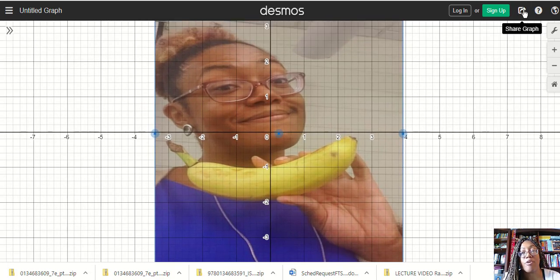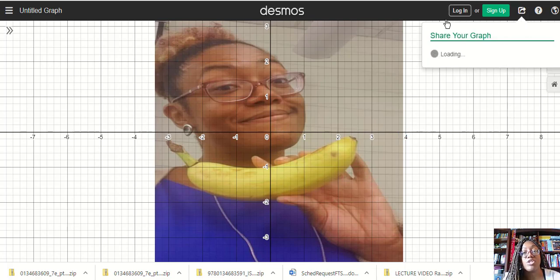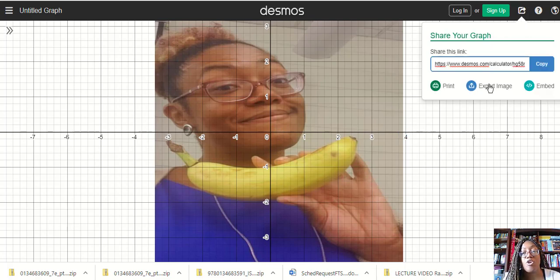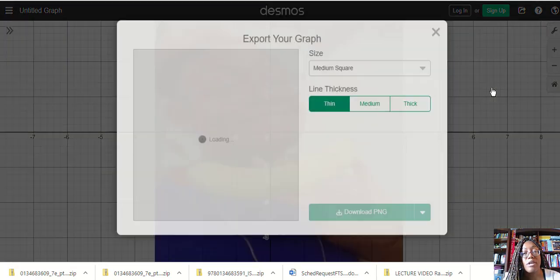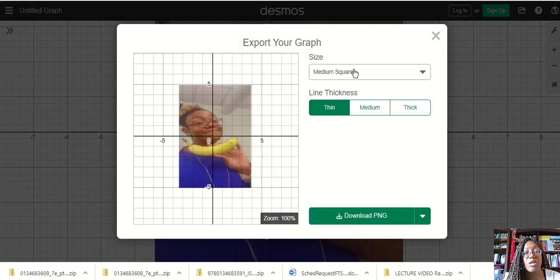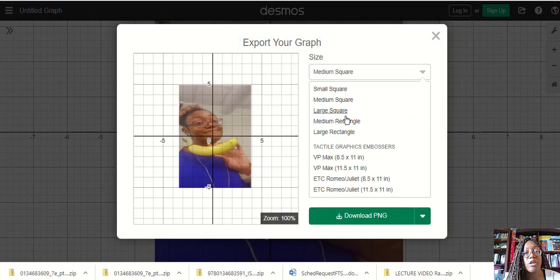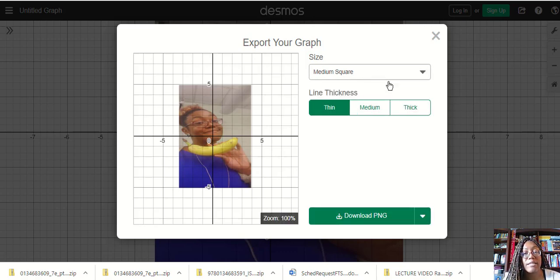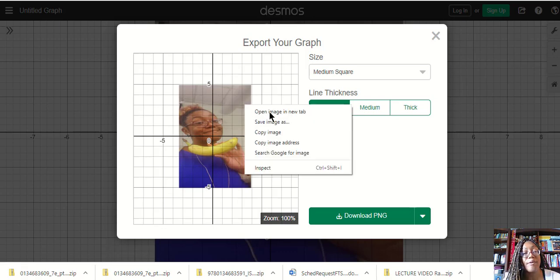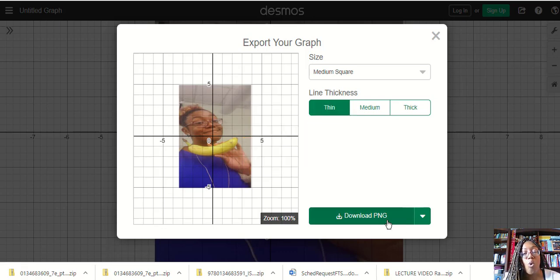Once you have set this up, you will come to this share option here, share the graph. Once you hit this option, you will click on export image. From exporting the image, you can select a medium square, small square, large square, medium rectangle, large rectangle. I'm going to select the medium square because it keeps it kind of small. This is zoomed in at 100%, but if you would like to, you can right click here and copy the image, or you can download the PNG file.